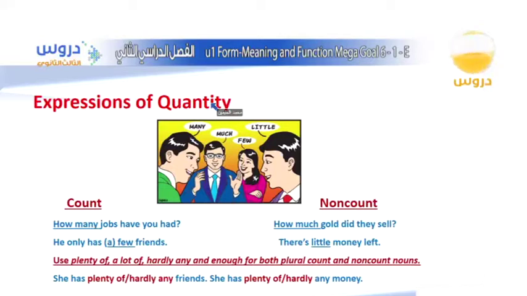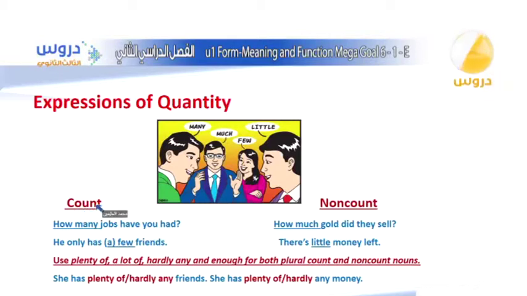Expressions of quantifiers. We have count nouns and non-count nouns. Count nouns are nouns that we can count. For example, I have one pen, two pens, three pens. It is countable. Non-countable, like water. You cannot say, I have one water or two waters. No. You can just count bottles, cups. You can say, I have one cup of water, but you cannot say one water. So, water and juice are non-countable nouns, and pen, laptop, mouse are countable nouns.